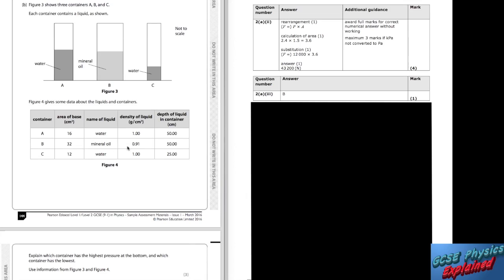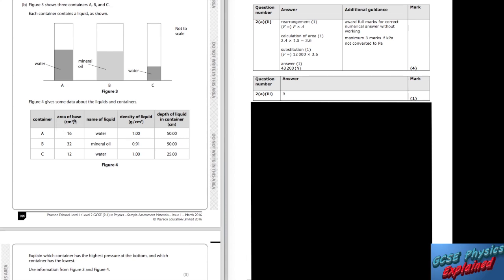B gives you all the areas, etc. And C gives you the same information again. Now the actual question says, explain which container has the highest pressure at the bottom and which container has the lowest. The equation you need is pressure due to a column of a liquid equals height times density times gravity. So there's the density, there's the height, which is the depth.